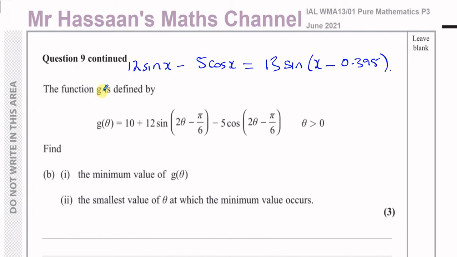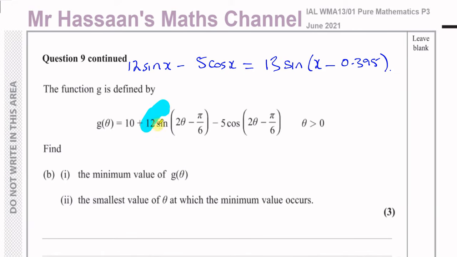It says the function g is defined by g of theta is equal to 10 plus 12 sine of 2 theta minus pi over 6 minus 5 times cosine of 2 theta minus pi over 6, where theta is greater than 0. And it says find the minimum value of g theta. Now they didn't say hence or using what you found in part A, but that's exactly what we've got to do. Because in any question where they ask you to do something like this in part A, for sure the other parts of the question will be related to what you've done. It's pretty much certain of that.